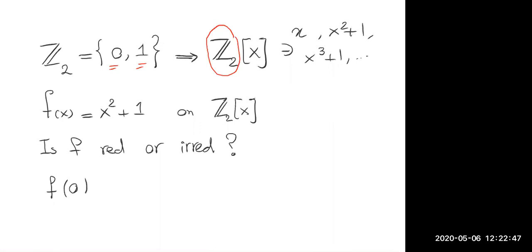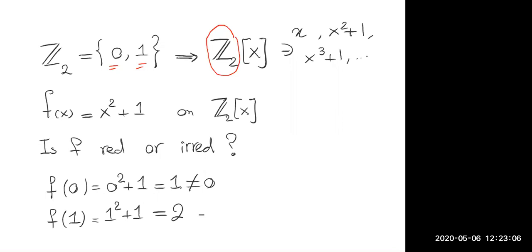f of 0 is 0 squared plus 1, which is 1. And this is not 0. So 0 is not a root. What about f of 1? It's going to be 1 squared plus 1, which is 1 plus 1. But in Z2, 1 plus 1, which is 2, is actually 0. So 1 is a root of this polynomial. Okay?